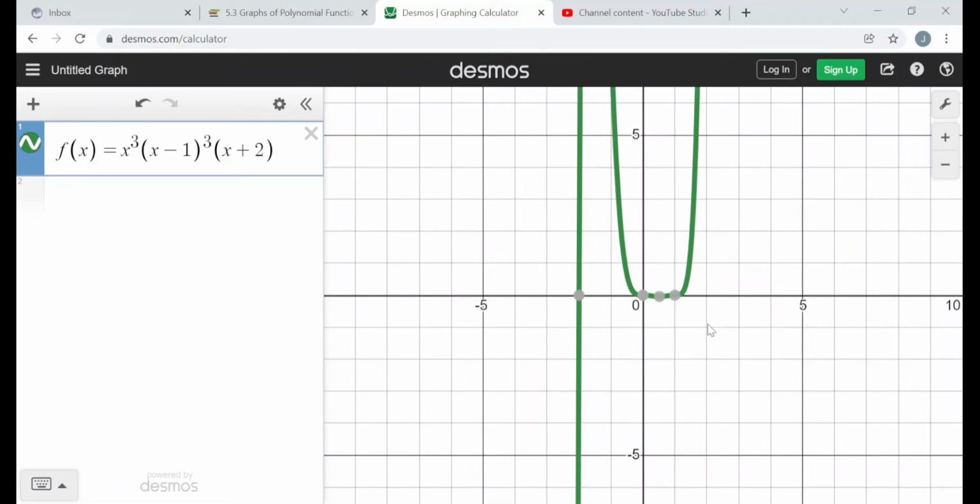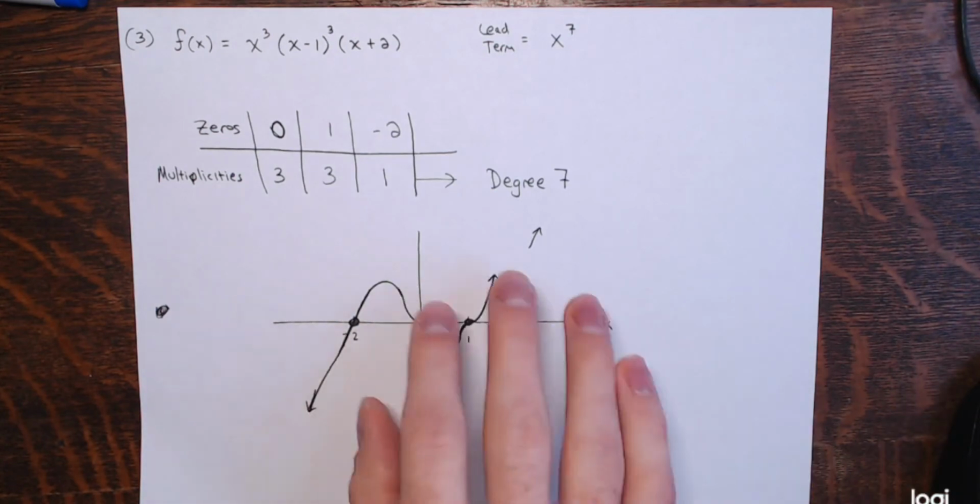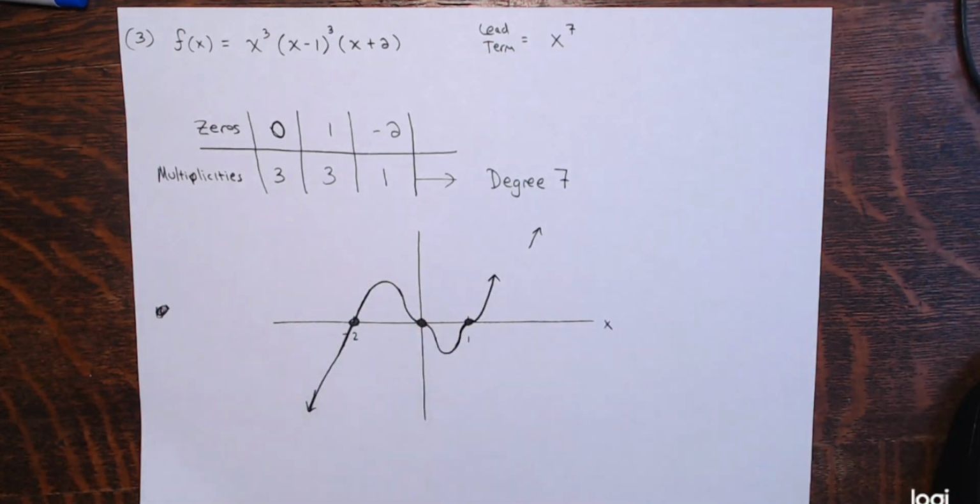Right? And then the end behavior matches, right? Down to the left, up to the right, like I said. Great. Again, my hand drawing is not perfect, but it's got a rough idea as to what the thing's going to look like. Okay.